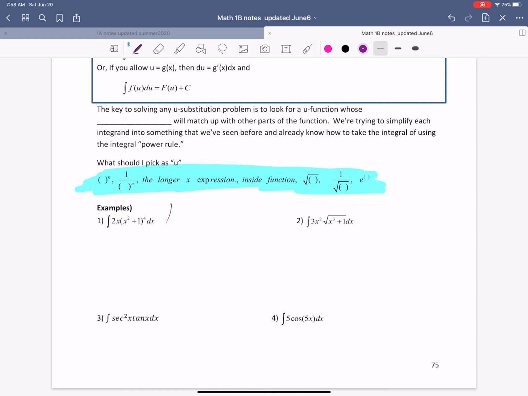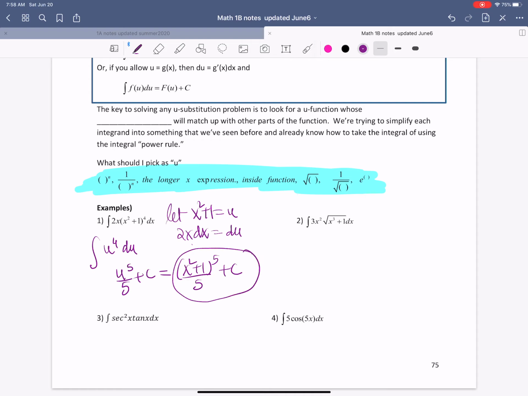So first one, we can let x squared plus 1 be the u, 2x dx be du. x dx would be 1/2 du. No, I did not need to do that because we already have the 2 sitting over there. So this whole expression turns into u to the 4th du, which turns out to be u to the 5th over 5 plus c. And now u was x squared plus 1, plug the u back in terms of x. And there we are.